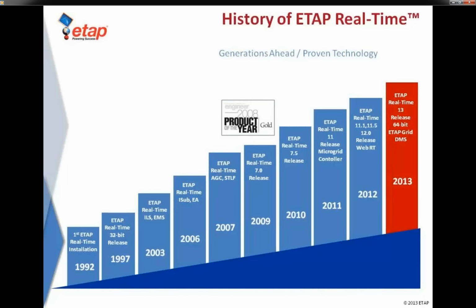In 2011, ETAP Real-Time released its microgrid controller for the renewable industries. And even as we move forward into today, we are now released on a 64-bit platform to take advantage of ETAP Real-Time in both our distribution and transmission environments.